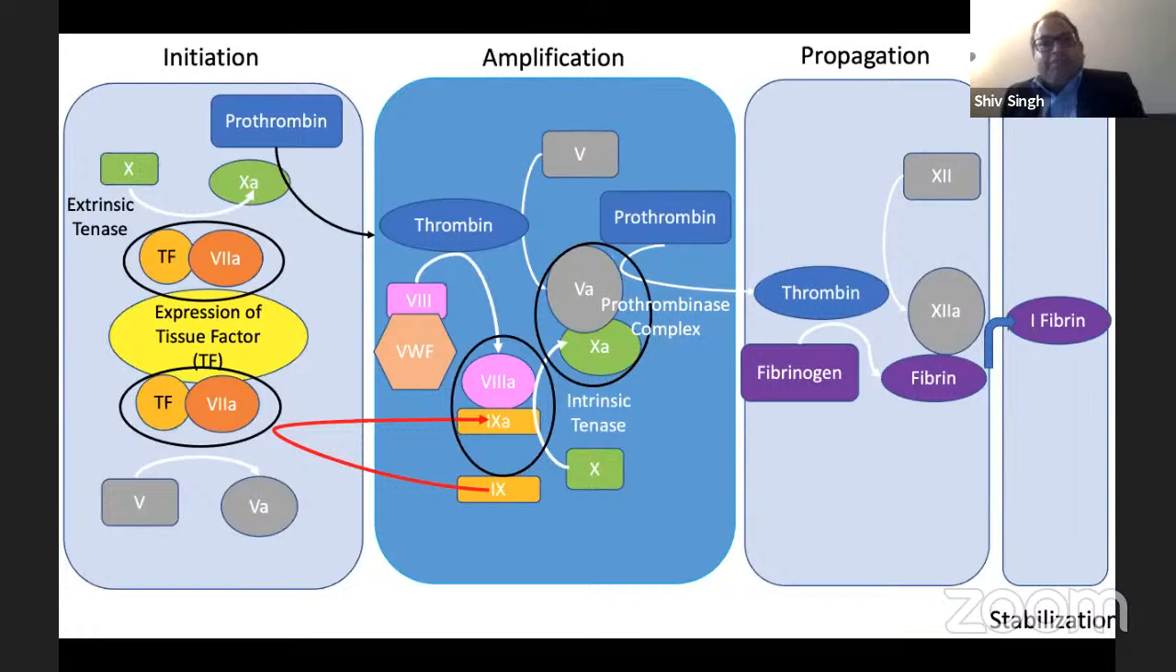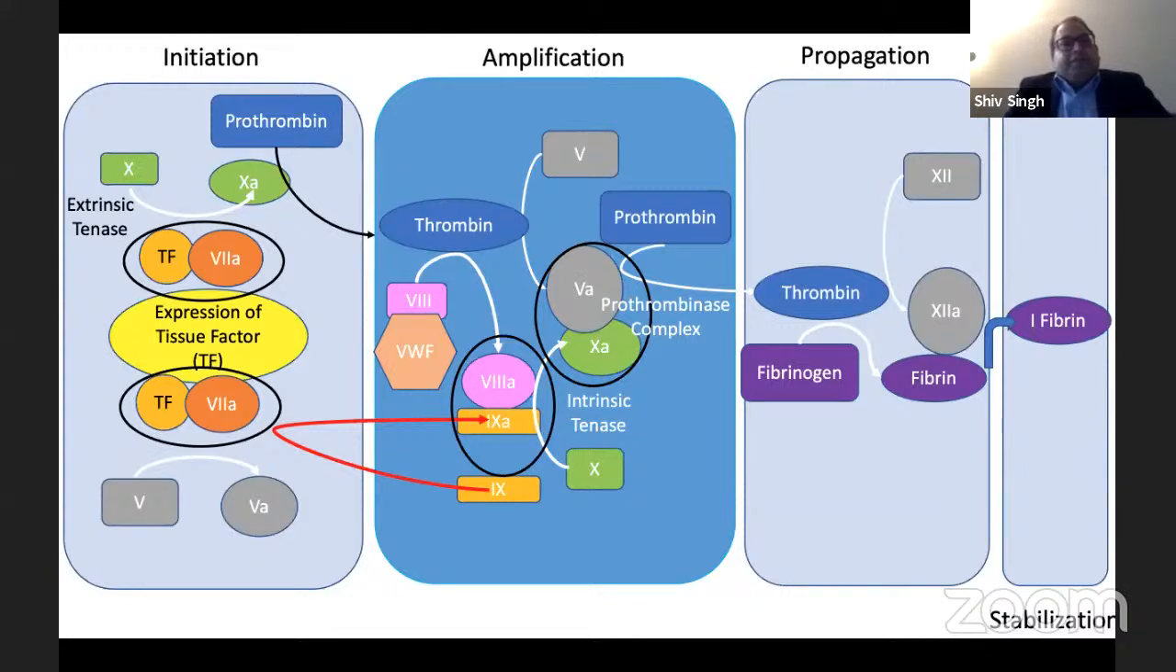So what exactly happens in the initiation phase? When there is tissue damage, there is expression of tissue factor. Then tissue factor is combined with factor 7A. The factor 7A will activate factor 5A. It will also activate factor 10A. This combination of tissue factor and 7A is called extrinsic 10ase, because it activates factor 10. And this factor 10A then converts prothrombin to thrombin.